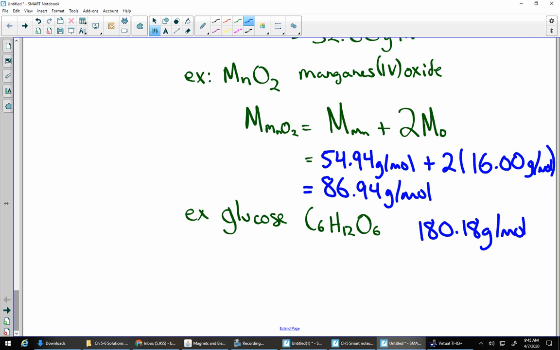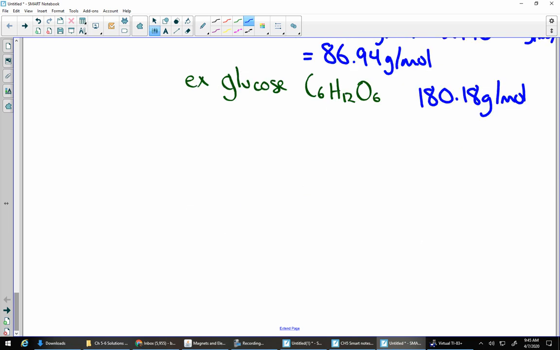Nice, so that's not so bad. I'm going to do one more example, just one more example here to really drive things home. Let's do magnesium phosphate. So that's Mg3(PO4)2.